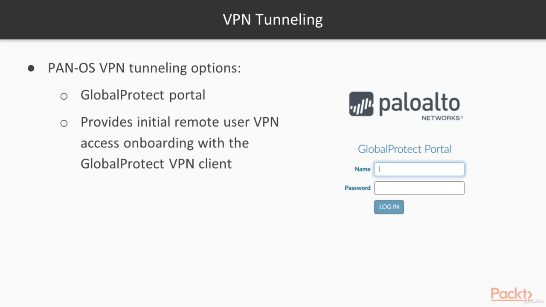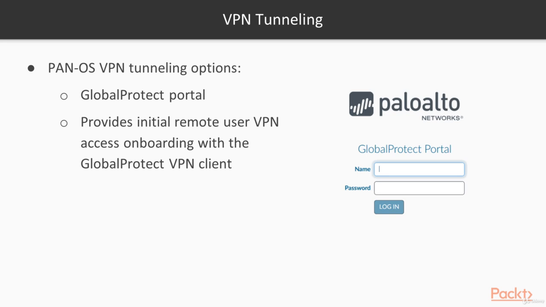The portal is just a front end that is enabled on the Palo Alto's outside interface, or the external facing interface, to allow your remote users to download the GlobalProtect client. Once they install that GlobalProtect client on their machines or endpoints, they can establish a VPN tunnel to the environment. So they can do a remote access VPN connection to the GlobalProtect gateway.